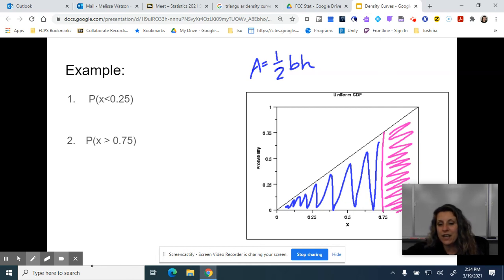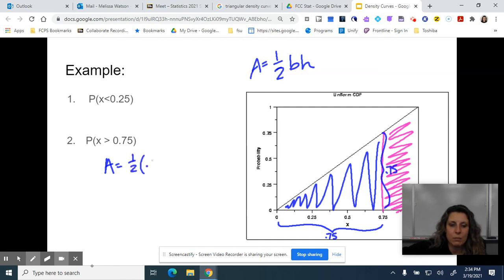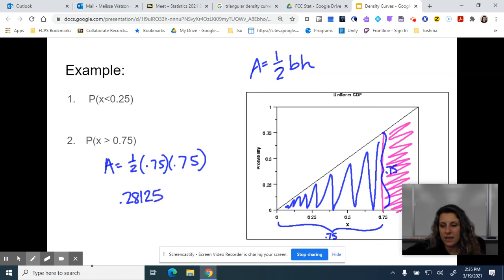Okay, so the area in blue, we would take 1/2 the base, which is 0.75, times the height, which is also 0.75. So 1/2 times 0.75 times 0.75. That's going to give me this area in blue. Let's find that value. Okay, the area in blue is 0.28125. Again, that is the opposite of what I want.